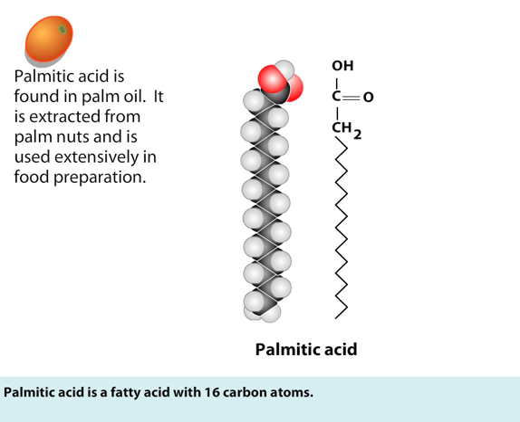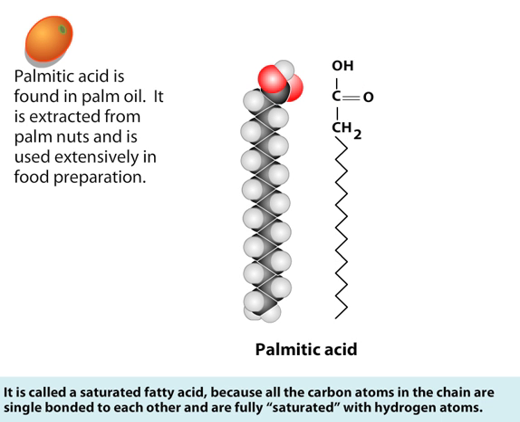Palmitic acid is a fatty acid with 16 carbon atoms. It's called a saturated fatty acid because all the carbon atoms in the chain are single bonded to each other and are fully saturated with hydrogen atoms.